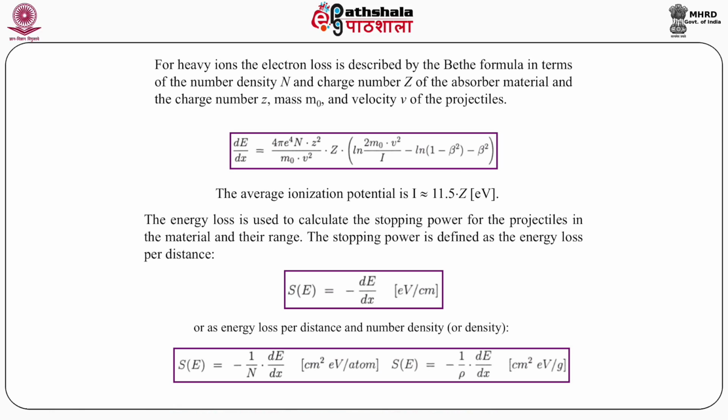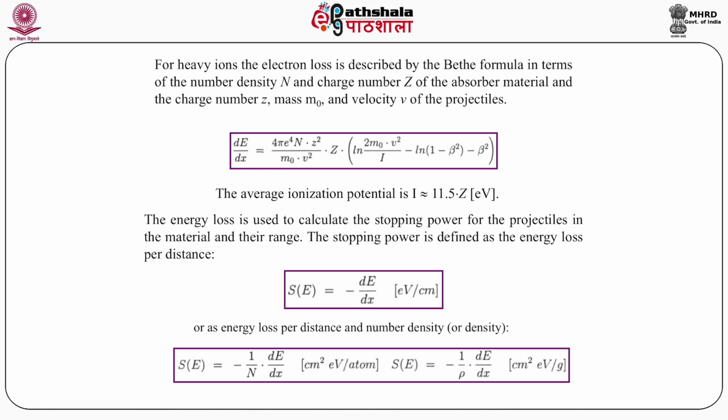For heavy ions, the electron loss is described by the Bethe formula. In terms of the number density n and charge number Z of the absorber material and the charge number Z, mass m0 and velocity v of the projectile, dE by dx is given by this expression. The average ionization potential is I equal to 11.5 Z electron volt.